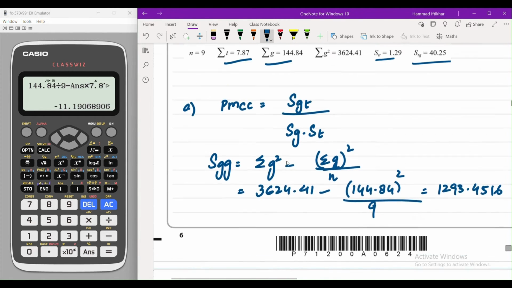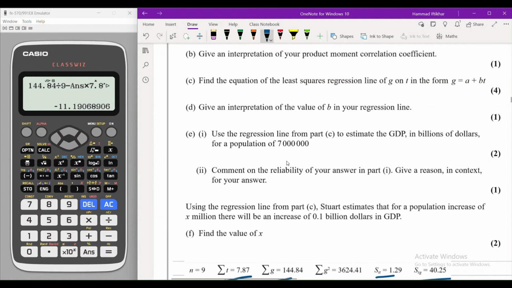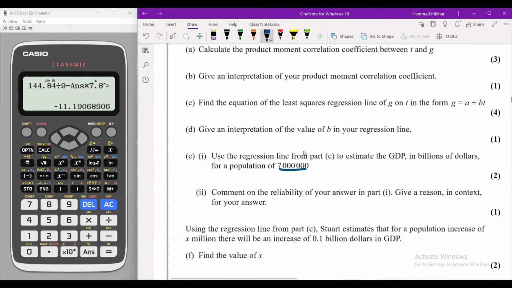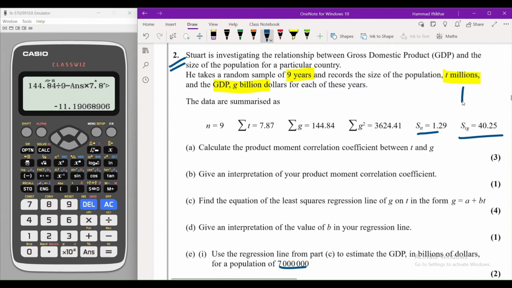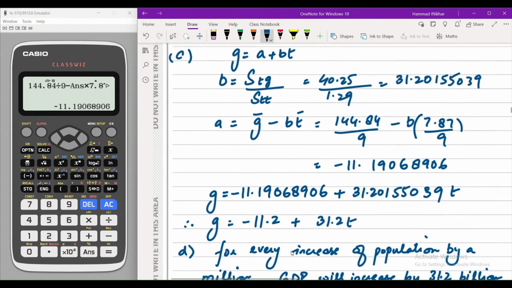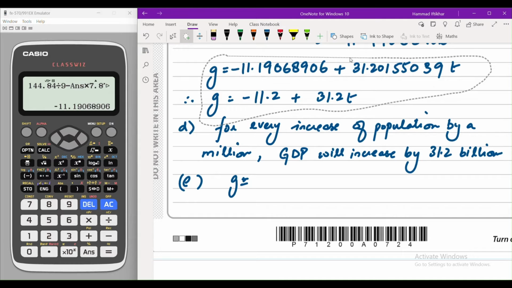Use the regression line from part C to estimate the GDP in billions of dollars for a population of 7 million. Although it's written as 7 and 6 zeros, we have to understand that T was already in millions. So this is just 7 over here, not anything else. If I want to use the more accurate one, it's up to us, by the way. Let me just copy this.